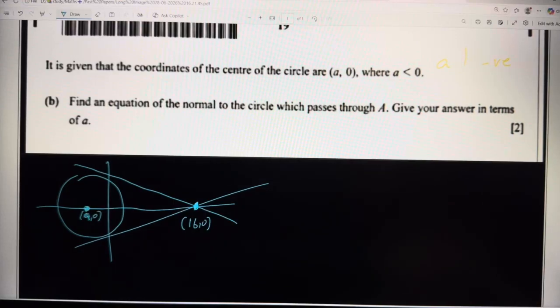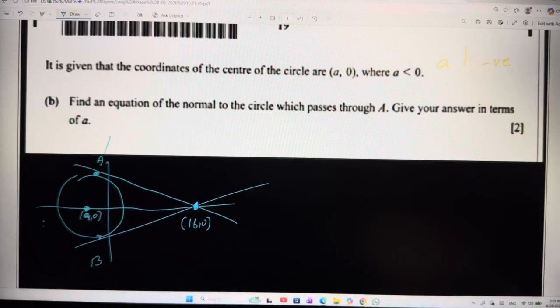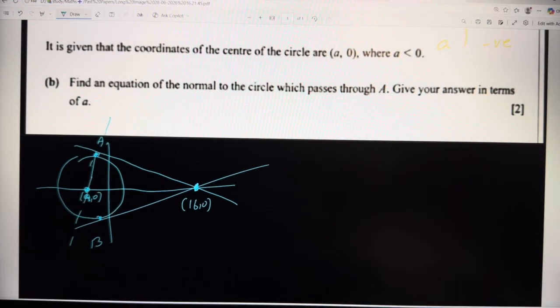So, we have points A and B here. I wanted us to find the equation of the normal to the circle which passes through point A. As an example, it would be something like this, because it's 90 degrees to the tangent at point A, and it passes through the center. That's why it asks us to give the answer in terms of a.